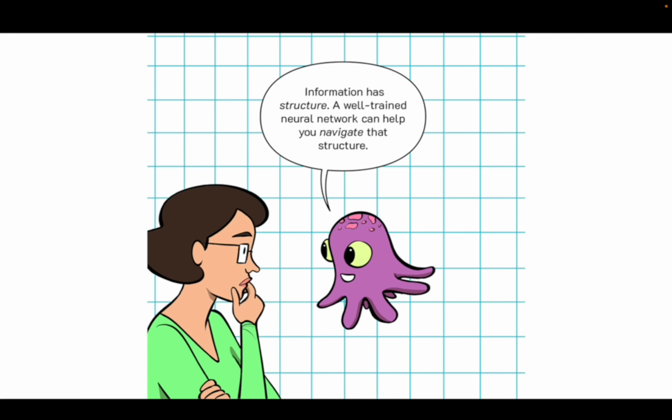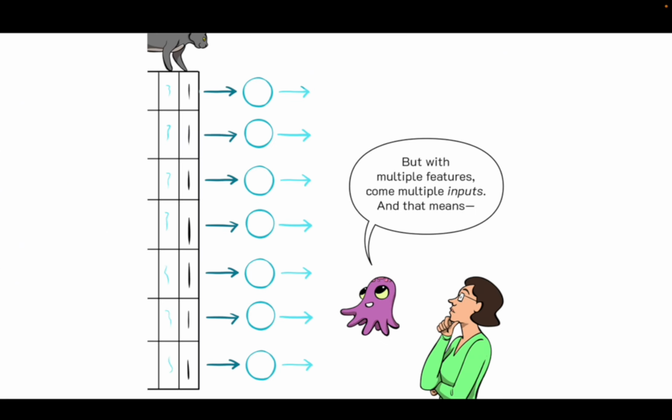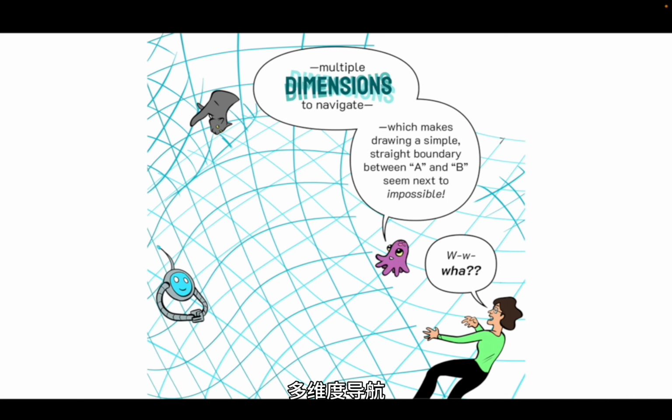Information has structure. A well-trained neural network can help you navigate that structure. That's what you're doing when you draw those regression and classification lines. Easy to do by hand when there are only one or two features. Oh, look at him go! But with multiple features come multiple inputs, and that means multiple dimensions to navigate, which makes drawing a simple, straight boundary between A and B seem next to impossible.